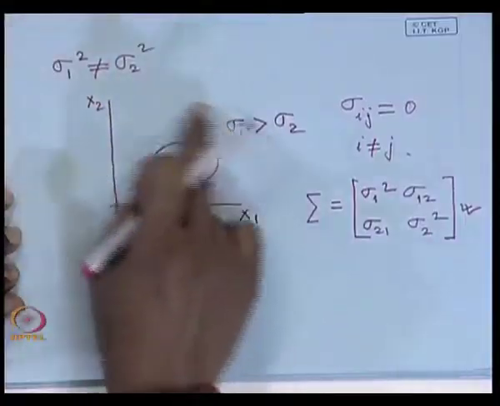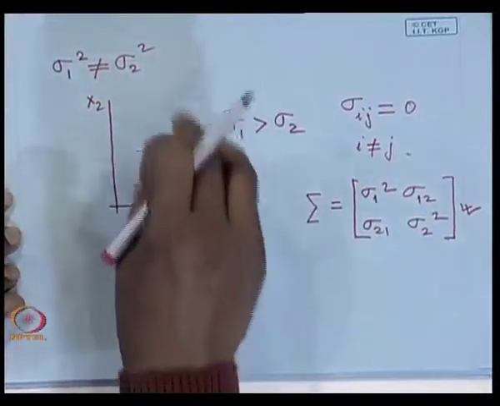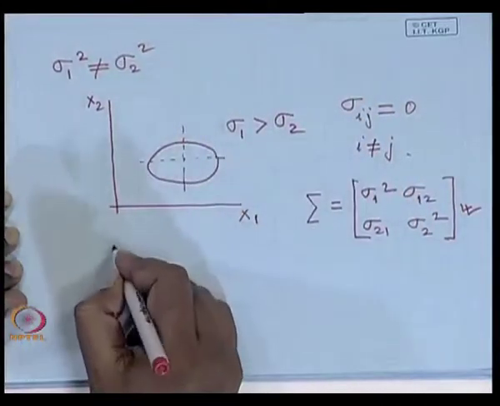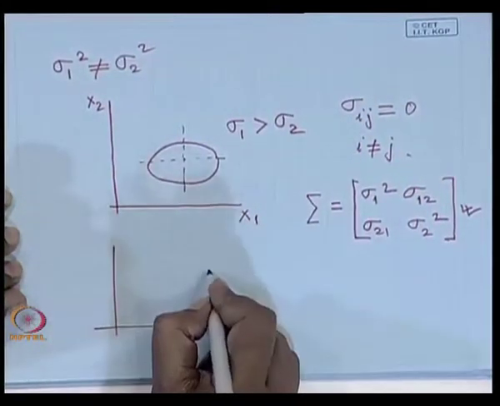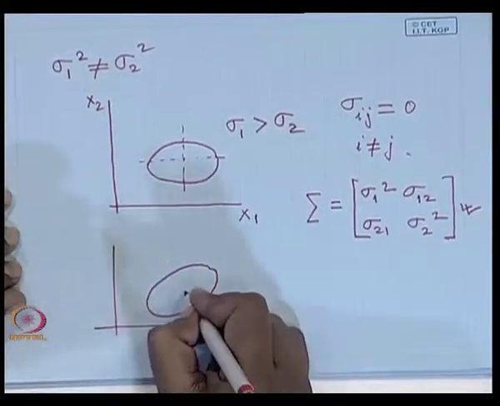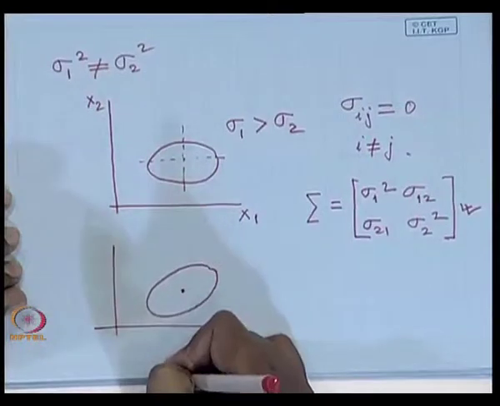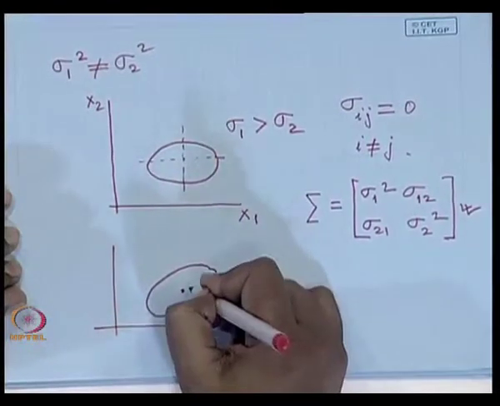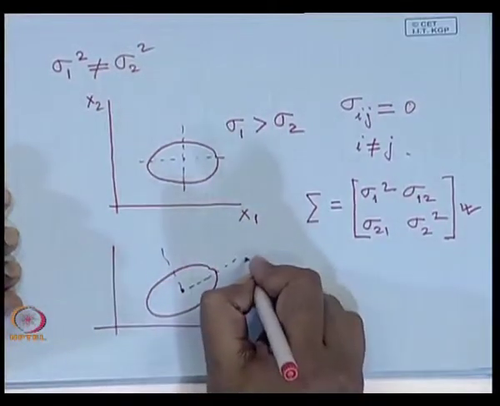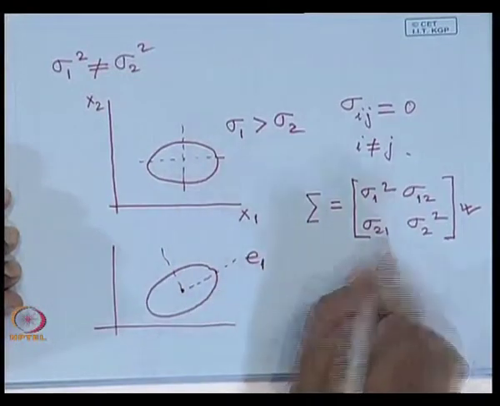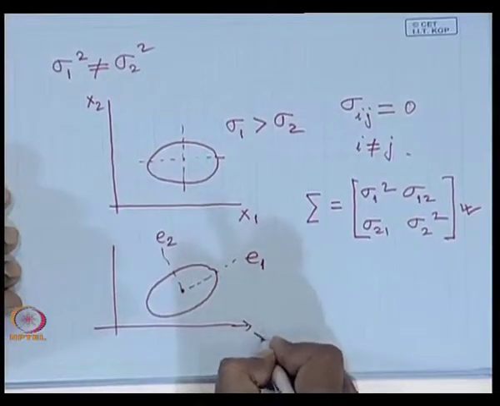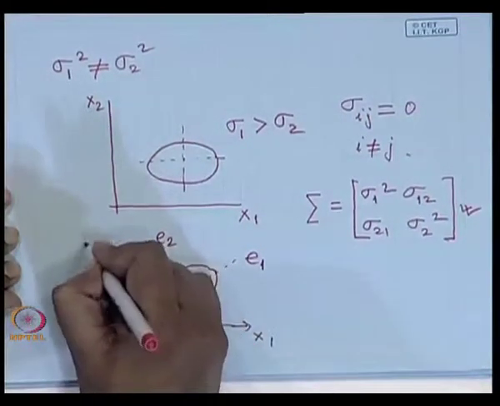So, instead of having a footprint of the loci of points of constant density like this, the footprints will be something like this. Again, it will be centered around mu, but the directions of the major axis and minor axis will be given by the eigenvectors of this covariance matrix, say E 1 and E 2. So, this is my x 1 direction, this is my x 2 direction.